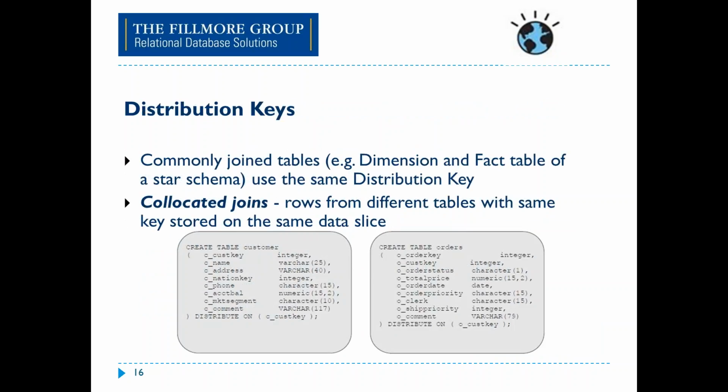So the distribution key allows the co-located joins that I just mentioned. Commonly joined tables such as dimension and fact tables of a star schema would use the same distribution key. In this case, we're looking at customer key in both the customer and the orders table. So rows from different tables with the same key are stored on the same data slice and will be filtered by the same FPGA.